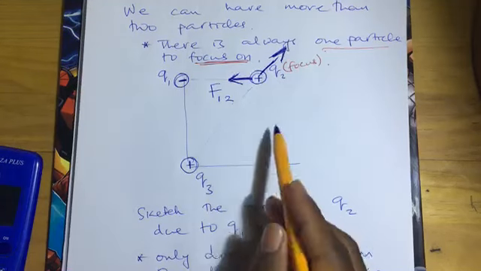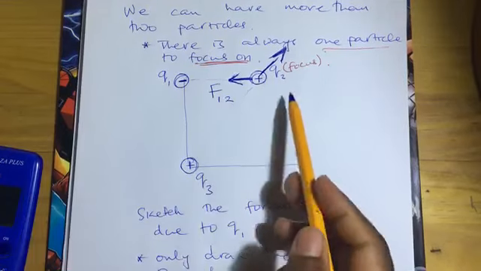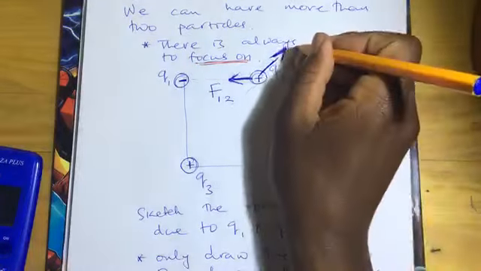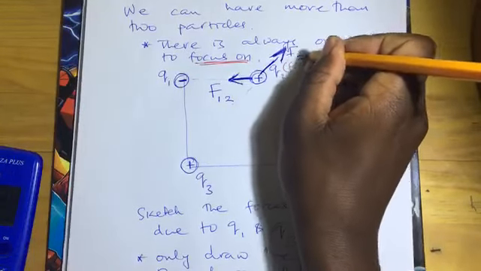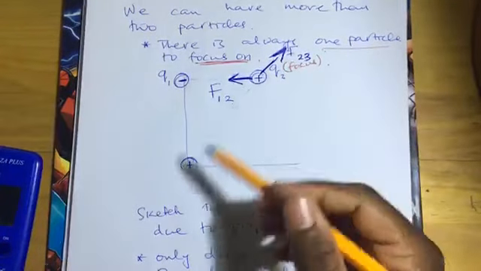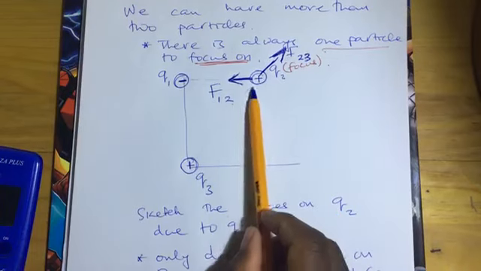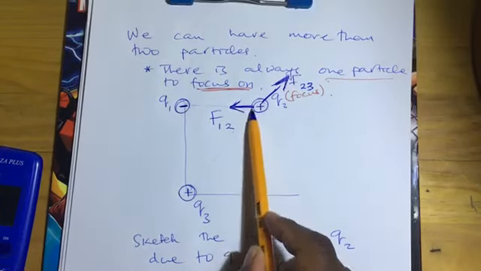So the force between Q1 and Q2 is going to be labeled F12. The force between Q2 and Q3 can be labeled F23. The order of the numbers doesn't really matter. We are just labeling these subscripts so that you know how to deal with them. Now, if you notice, F12 and F23 are acting on the same particle.